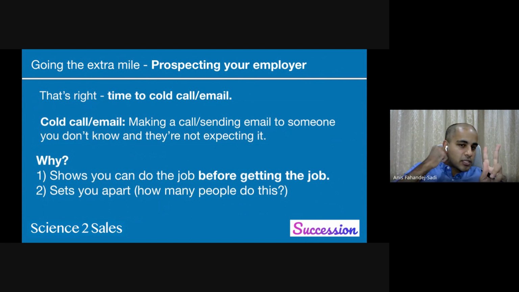The two big benefits here: you're showing you can do the job before you get the job, right? Because this is part of the role. Most likely you will have to do some prospecting. And if you're doing it now, it shows that you're willing to put yourself out there and take that risk. The other thing is that it sets you apart, because really, how many people are willing to do this? How many people are willing to go the extra mile and call?